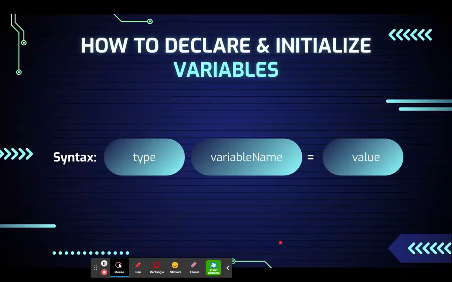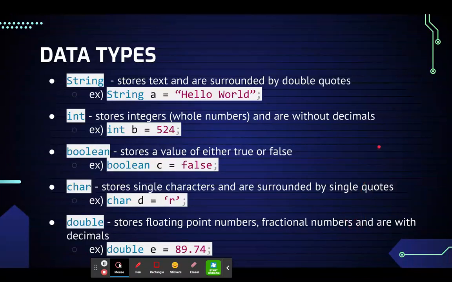Now let's see how we can declare and initialize variables. So here's the syntax. It starts off with the type, the variable name, and then it's equal to the value. First, you start off with the data type. There are many, but here are 5 of them.